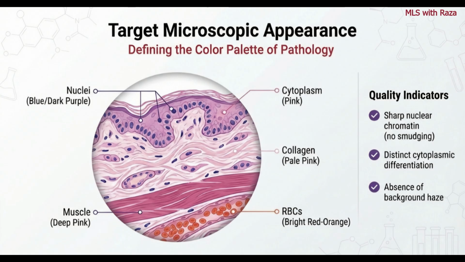Now that we know the chemistry and the process, what are we actually aiming for? What does a perfect stain even look like, and what are the common hurdles that can get in the way? So what is the target? Well, you can think of it as the color palette of pathology. A perfect stain has these crisp, sharp blue or purple nuclei, where you can actually see the internal chromatin patterns. The cytoplasm should have different shades of pink. Collagen needs to be a distinct pale pink, and you want to see red blood cells as a vibrant, bright red-orange. The key things to look for: sharp nuclear chromatin, clear cytoplasmic differentiation, and absolutely no background haze.